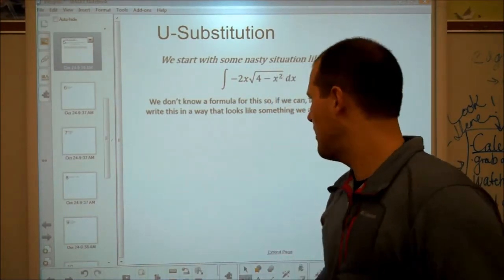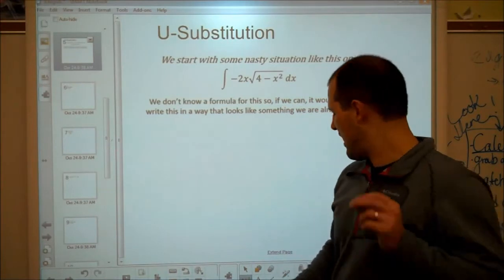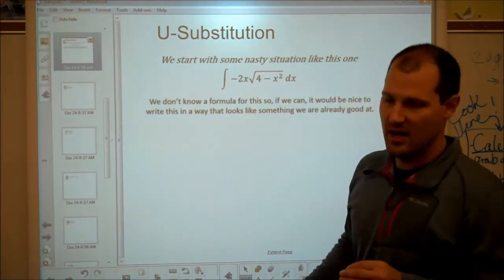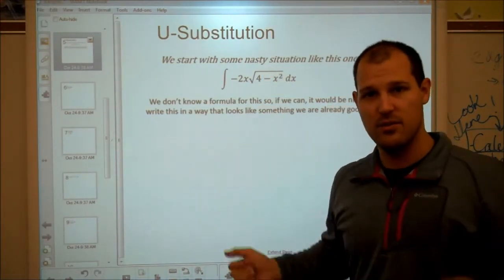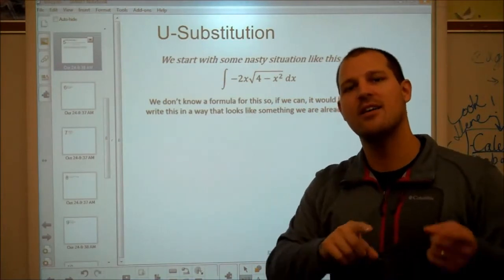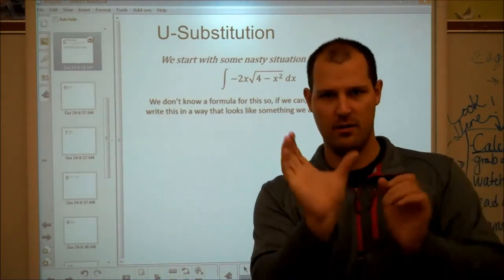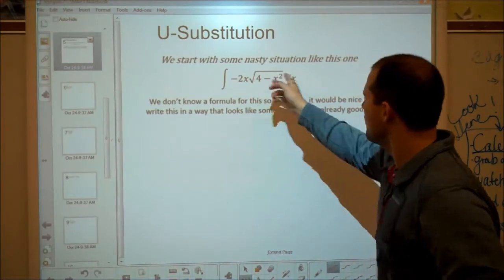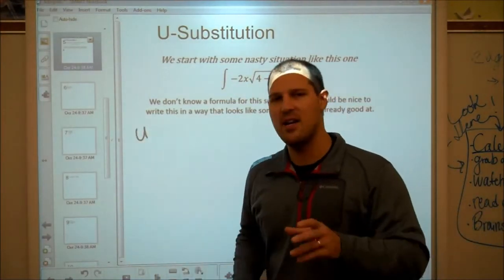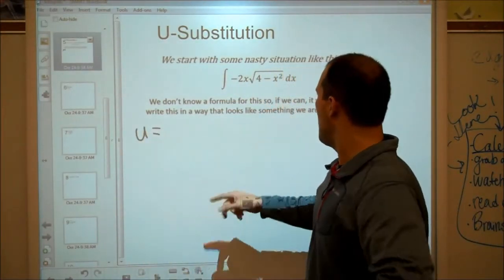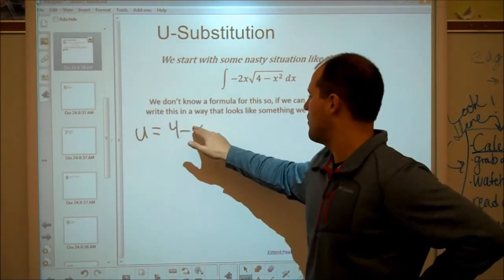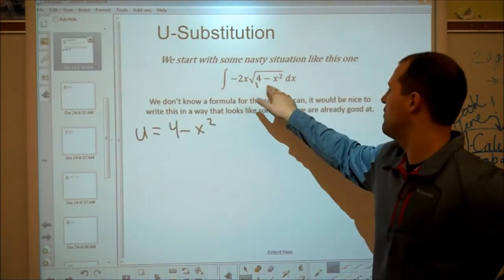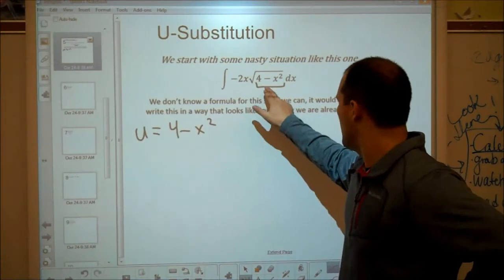So here's what I do. I take all this nastiness, and I'm going to find an alternative way to write it. I'm going to change the variable. That's what U substitution is. We're going to change from x to u. Okay? So what I'm going to do, and I'll explain how I did it in just a second, I'm going to decide I want u to be 4 minus x squared. All the stuff inside of there. I'm going to call that u.